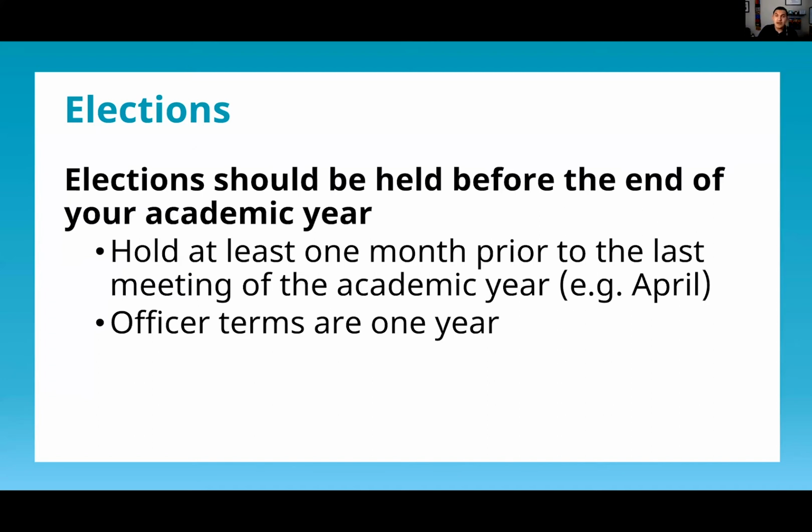Officer terms are 1 year. However, members can be re-elected multiple times for consecutive years. But they do have to be actually elected for those multiple years. You can't just assume that if you got elected 1 year, you're just going to hold your position for multiple years.